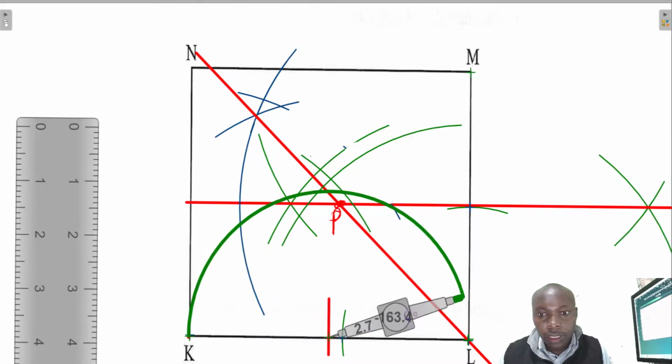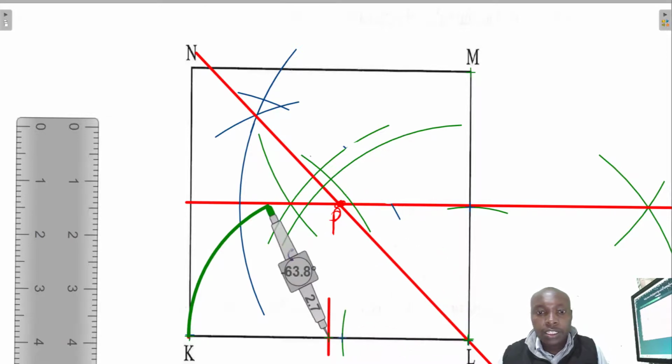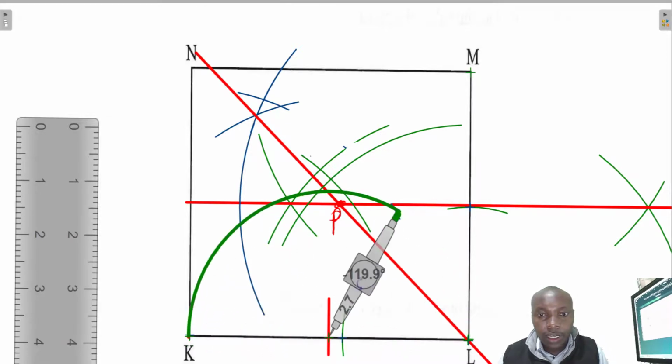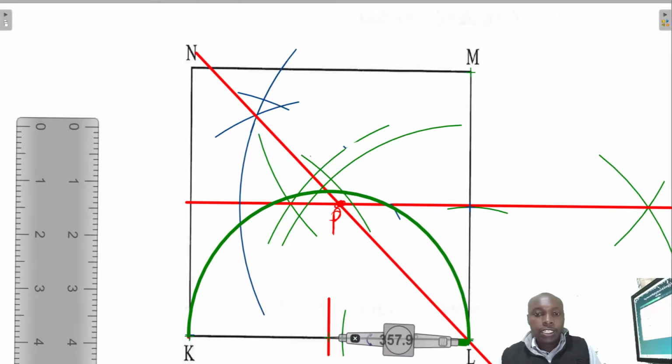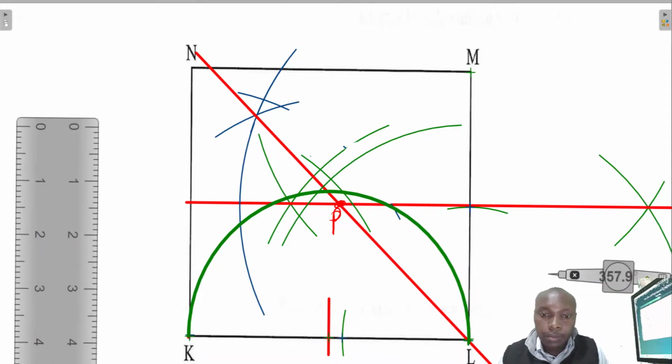So there it is. Any point that lies on that arc that I'm making is where Q lies, and that will give 90. Any angle that the arc makes with the line KL will be 90. Recall that property of the diameter of a circle: the diameter makes 90 degrees with the circumference at any point that you take. So Q is anywhere on that arc.